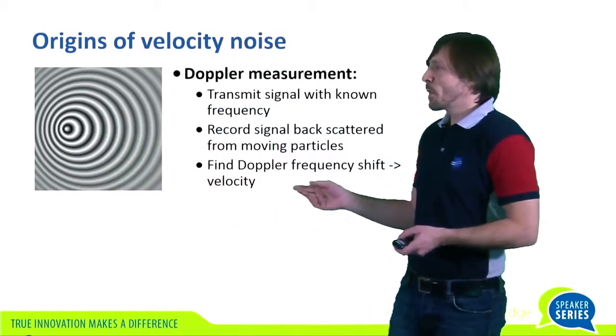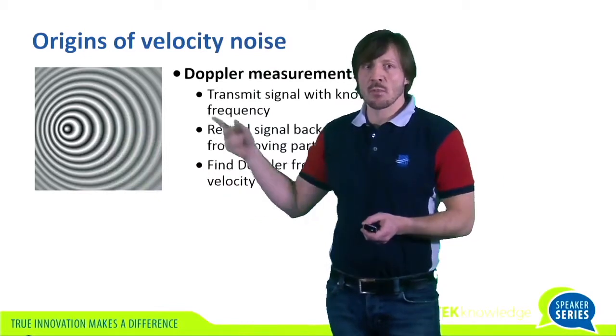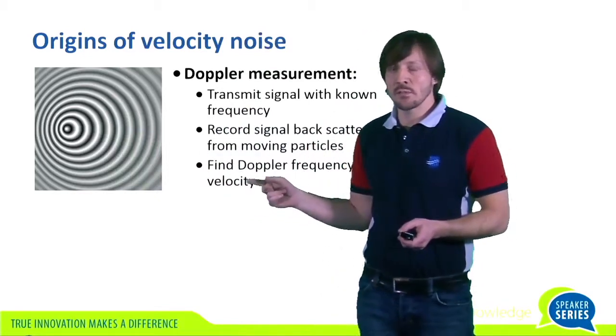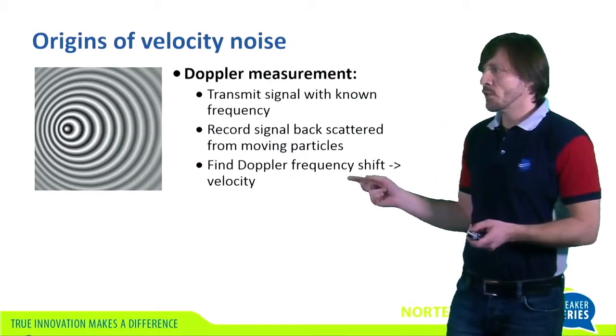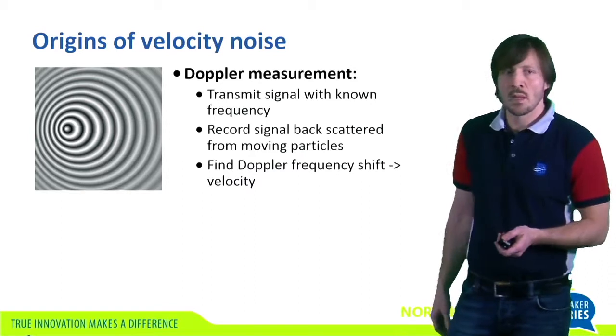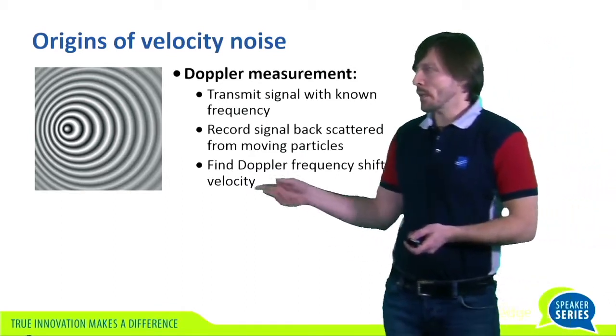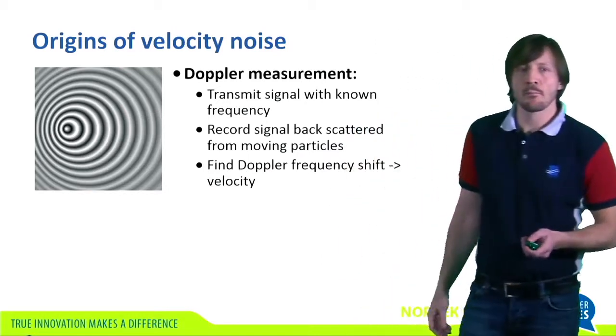So it should be possible then, if I can find how much the frequency has changed from what I transmitted to what I receive. That's the Doppler shift. That holds information about the velocity. I can use that to calculate the velocity. That's what we do. So what methods are available to us then to calculate the Doppler shift?